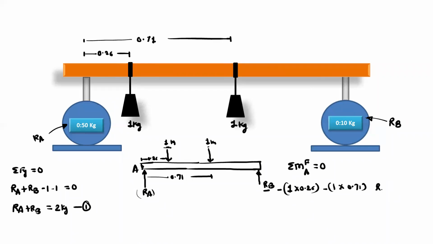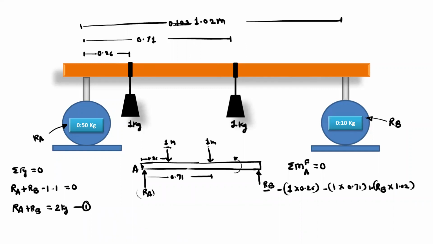Then from Rb, into the total span. The total length of the beam is 102 centimeter. So it is 0.102. Sorry, this is 1.02 meter. So Rb into 1.02, and this moment is anti-clockwise, so it is positive. From this, you will get the reaction Rb equal to 1 into 0.26 plus 1 into 0.71, upon 1.02.